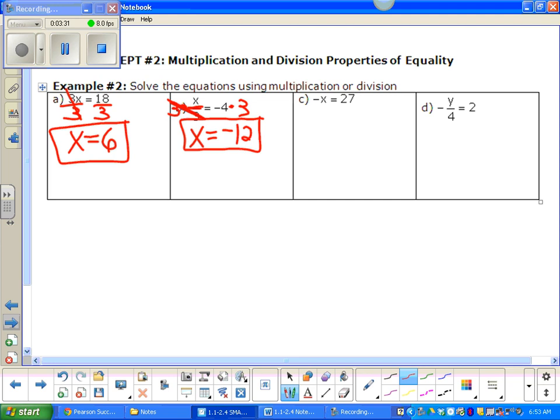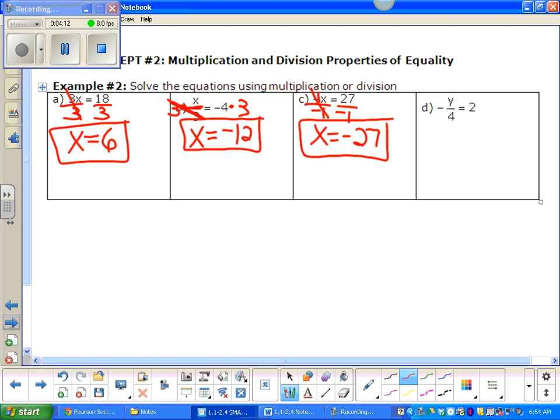Now c, I have negative x. When you don't see a number in front of your variable, remember that's a 1. What this says is negative 1 times x. Sometimes we get confused and we think we should be adding 1 to both sides because we see the negative in front. But the operation between our number and our variable is multiplication. So to get rid of the negative 1, I'm going to divide both sides by negative 1. Negative 1 divided by negative 1 cancels to 1. 27 divided by negative 1 is negative 27.